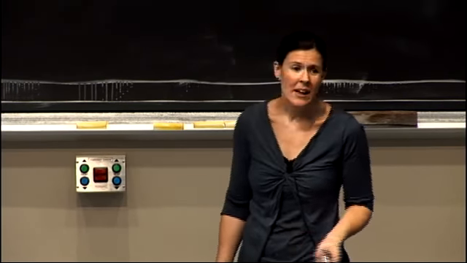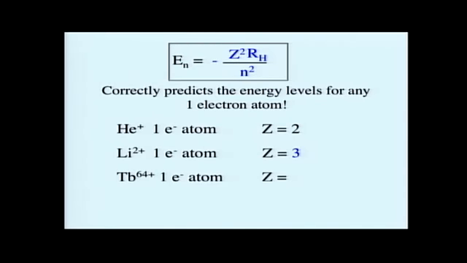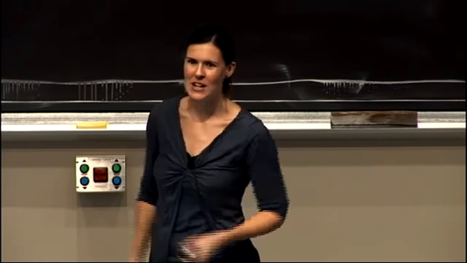So for example, a helium plus 1 ion has 1 electron at Z equal 2. A lithium 2+ ion has 1 electron. It has a Z equals 3. So if we were to plug it in, we would just do Z squared up here, or 3 squared. Terbium 64+, another 1 electron atom. What is Z for that? 65. Yep, 65. So again, terbium 64+, not an ion we probably will run into, but if we did, we could in fact calculate all of the energy levels for it using this equation here.